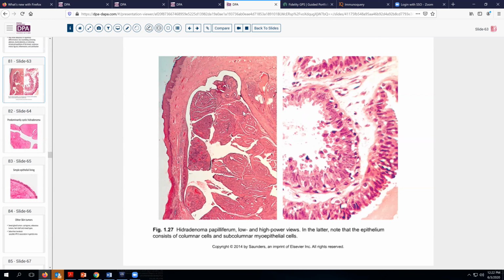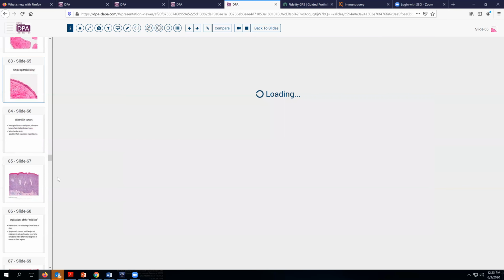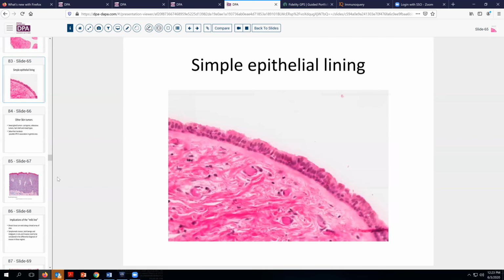Here's an example, this nice sclerosing papilloma type of picture with the sweat gland epithelium, as you see here on the right. So hidradenoma papilliferum. Again, the epithelium is usually fairly simple, as you see here, associated with that.